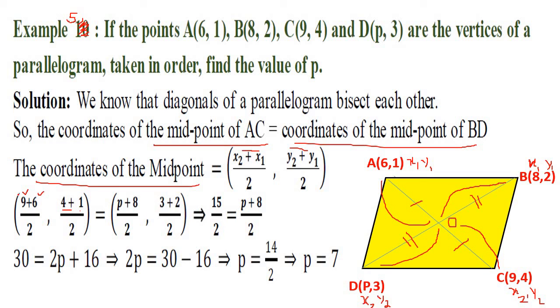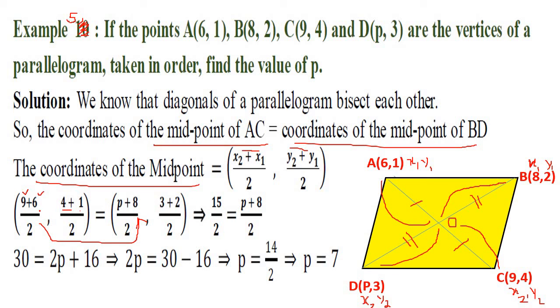Let us equate. So 9 plus 6 is 15 divided by 2, and 4 plus 1 is 5 by 2. Here also 5 by 2. So we can equate (p plus 8) divided by 2, which is equal to (9 plus 6) by 2. Let us equate these two coordinates.